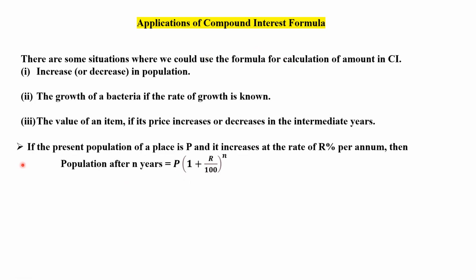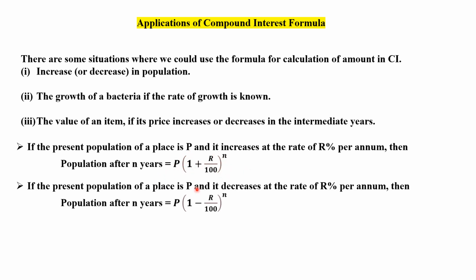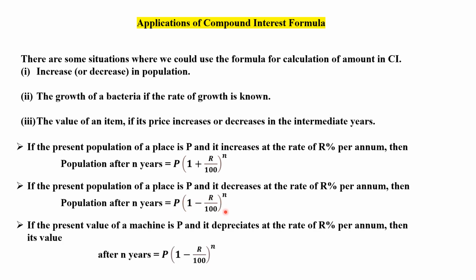So if the present population of a place is P and it increases at the rate of R% per annum, then if you have to calculate the population after n years, the formula we can use is P times (1 plus R by 100) whole to the power n. And if the present population decreases at the rate of R% per annum, then the population after n years will be P times (1 minus R by 100) whole to the power n.